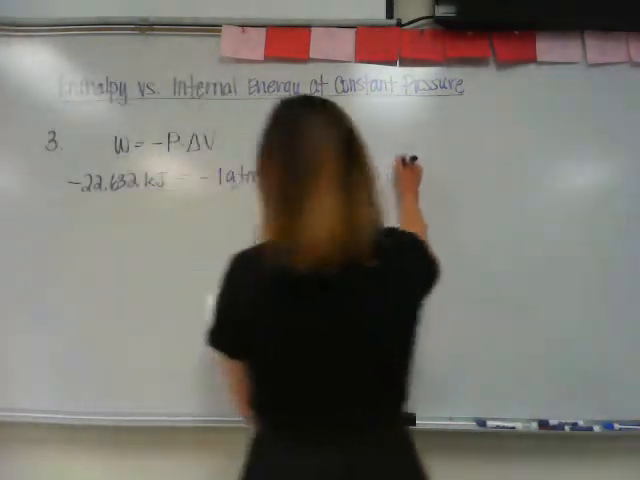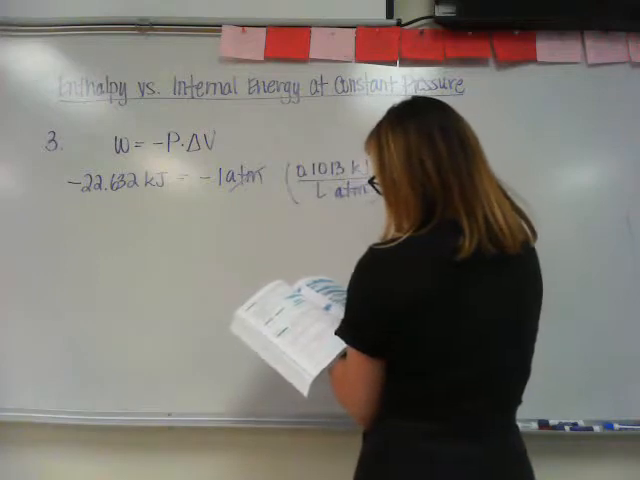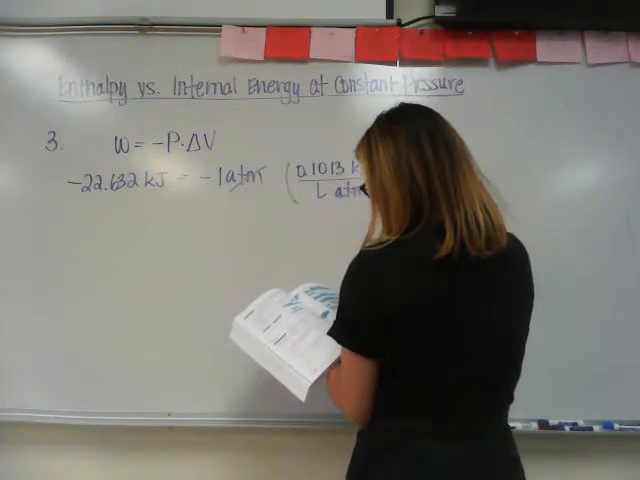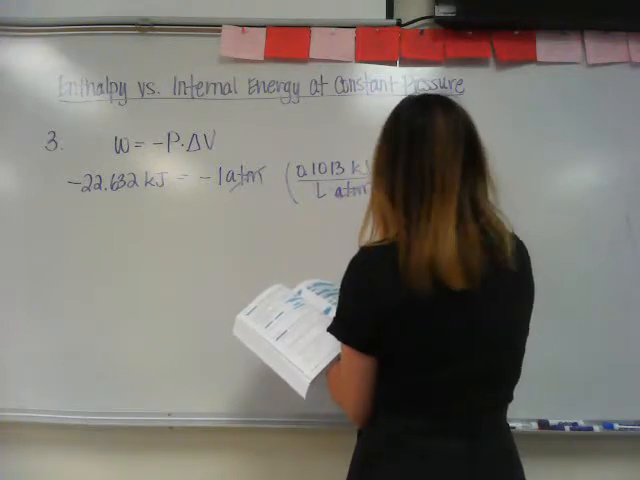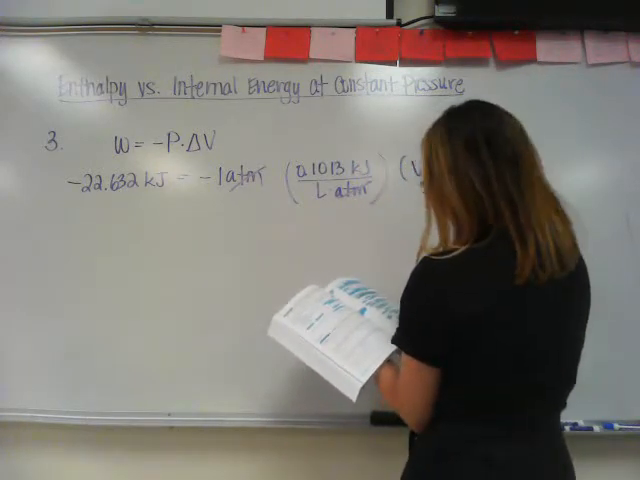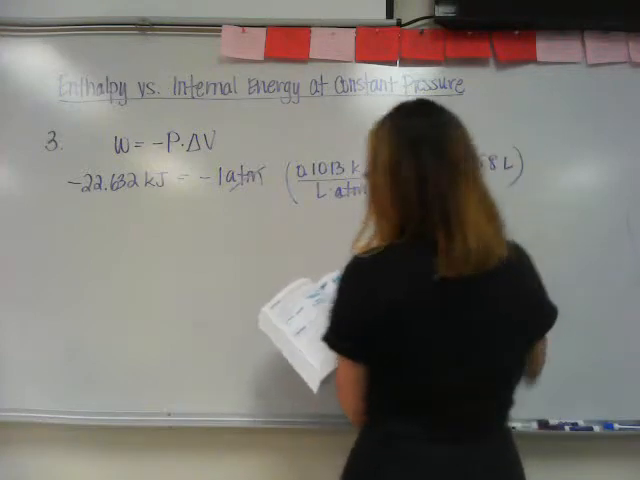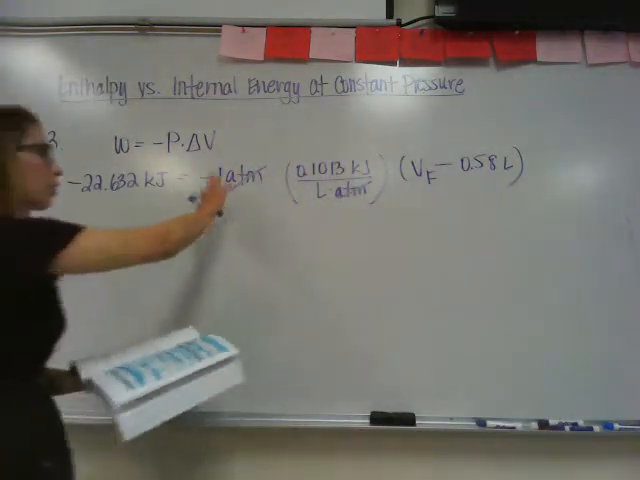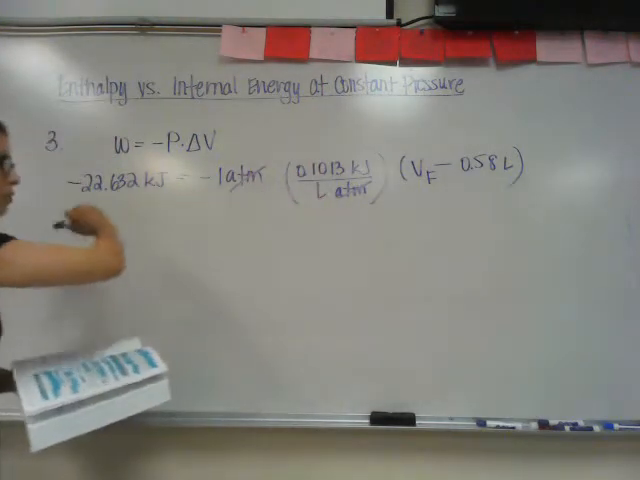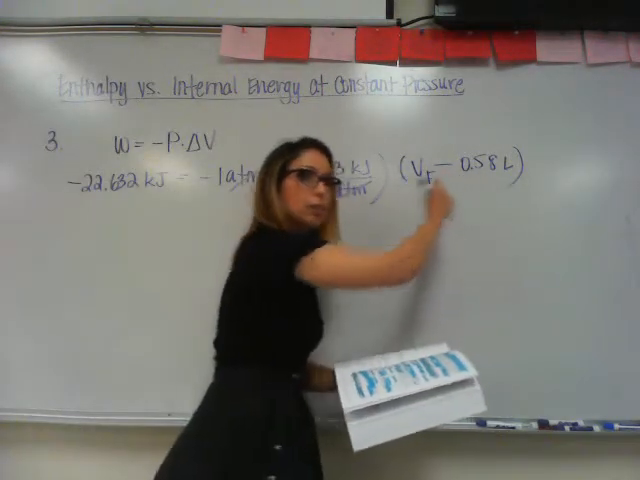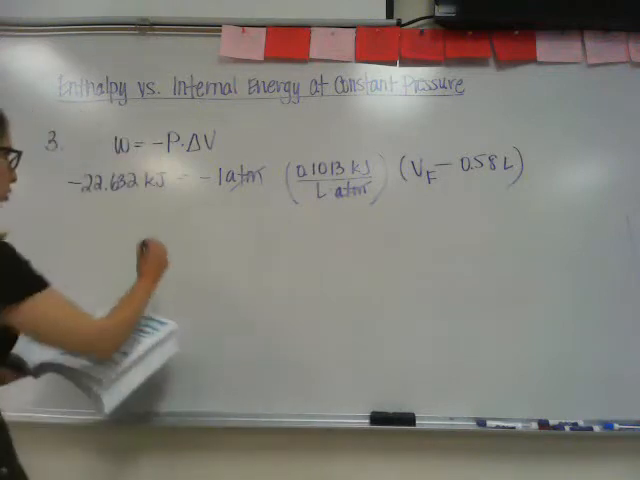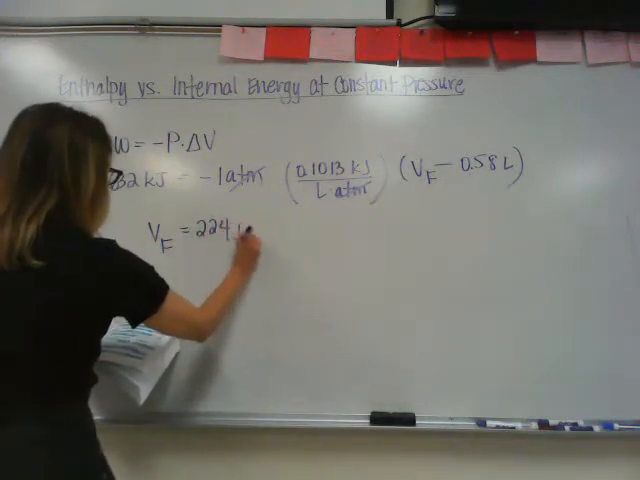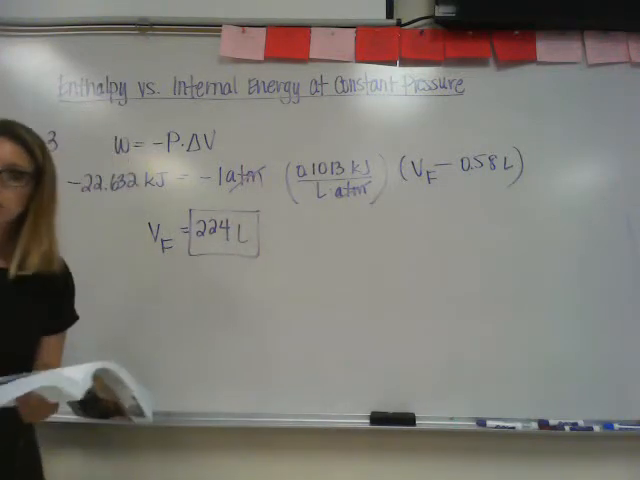And then if they want the final volume, that's V final minus 0.58 liters. Does that make sense? Okay. You're going to multiply this out, you're going to divide both sides, and then you're going to add this once you get V final alone. So just to simplify things, you're going to end up getting 224 liters for your result.